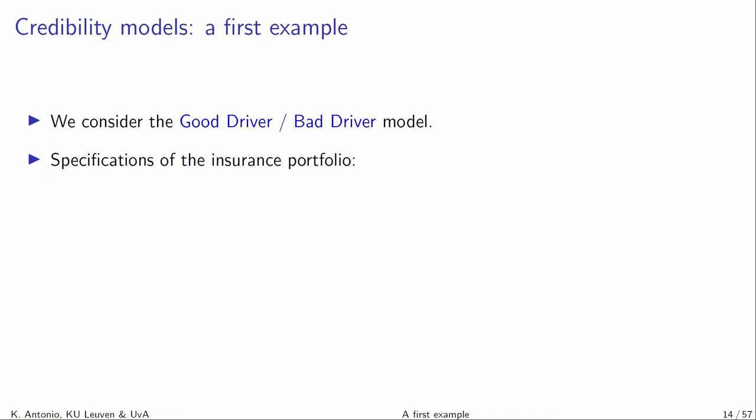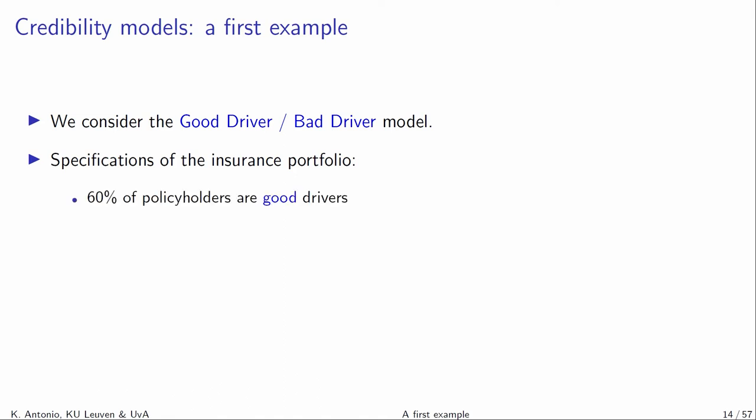So what I want to do now is, with a sort of stylized example, show how this type of calculation works. And we're considering a very simple model where we have two types of drivers, good drivers and bad drivers. And we're going to get information about whether you are rather a good or rather a bad driver through the history of claims that you report over time.